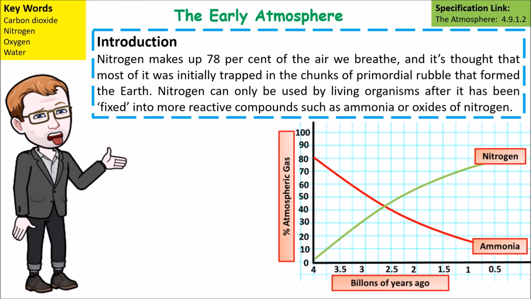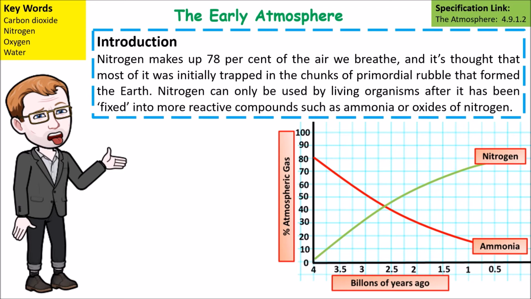Today, nitrogen makes up about 78% of the air we breathe, and it's thought that most of it was initially trapped in chunks of rubble that formed the Earth. Nitrogen can only be used by living organisms after it has been fixed into reactive compounds such as ammonia or oxides of nitrogen.